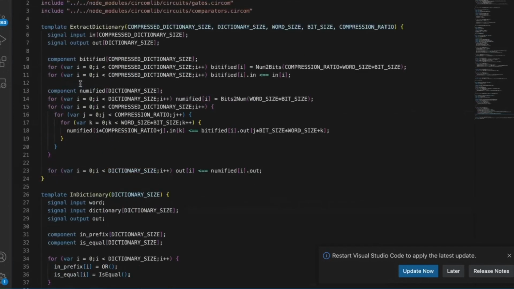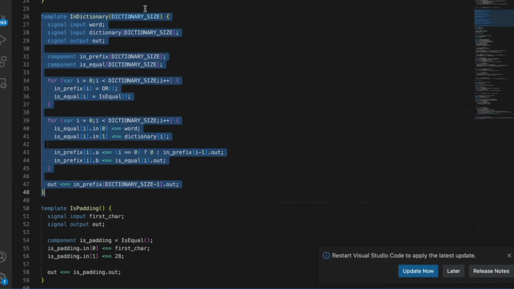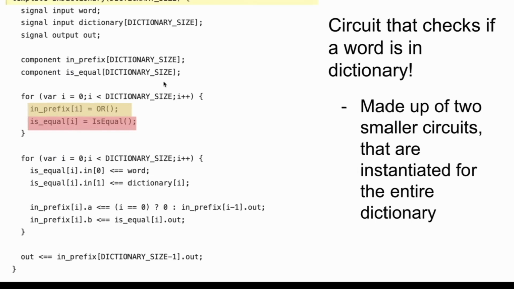So here's, I think, part of the circuit. I think this circuit kind of does the dictionary extraction, and this checks whether a word is in the dictionary. And this circuit itself is made up of several smaller circuits, an array of circuits actually, that I tried to visually represent.